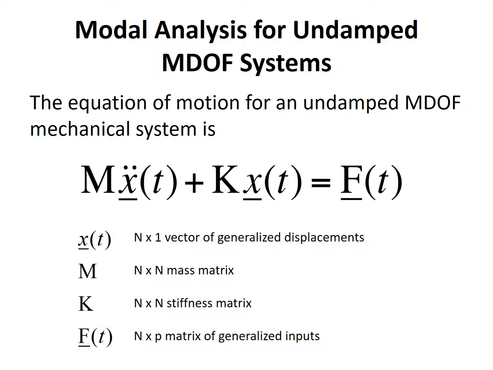Recall the equation of motion for an undamped multi-degree of freedom system: m x double dot plus k x equals f of t. We'll now apply the properties of eigenvalues and eigenvectors to develop efficient methods of solving for the natural frequencies and mode shapes of the system and the response in both free and forced vibration.